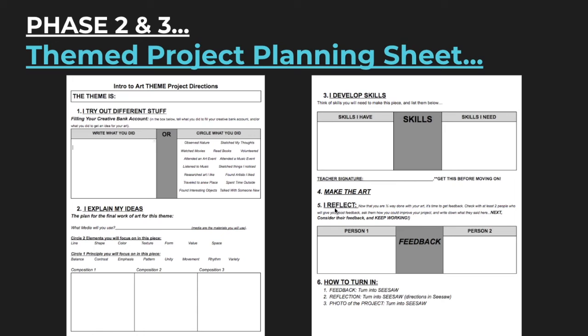And then later it says, I reflect. When you're halfway done with your art, you have to get feedback. Check with 2 people to get feedback, and then they write the feedback that person 1 gave them, the feedback that person 2 gave them. And then there's some instructions here.